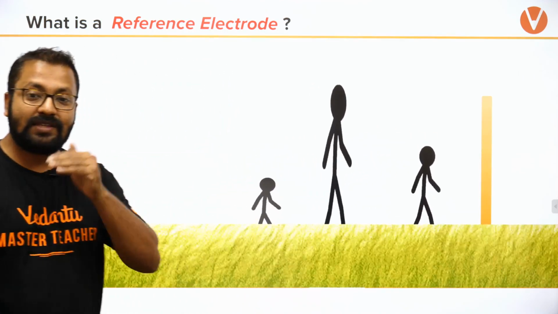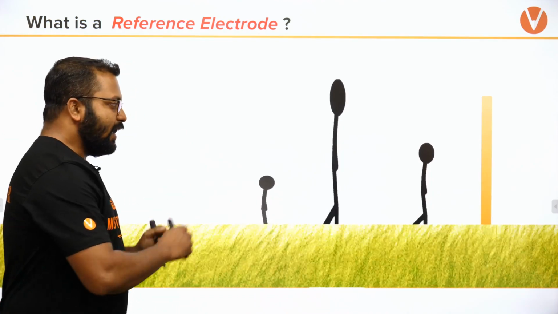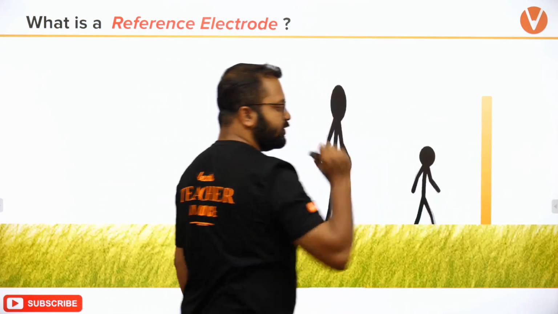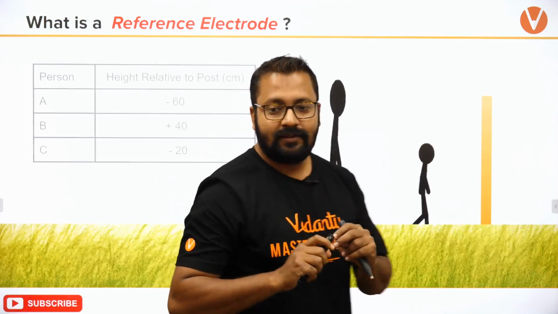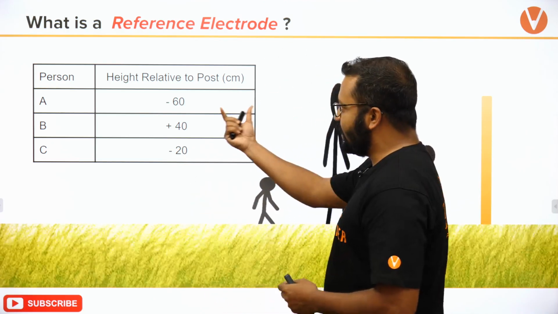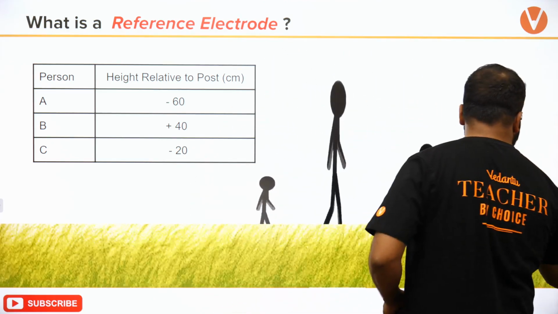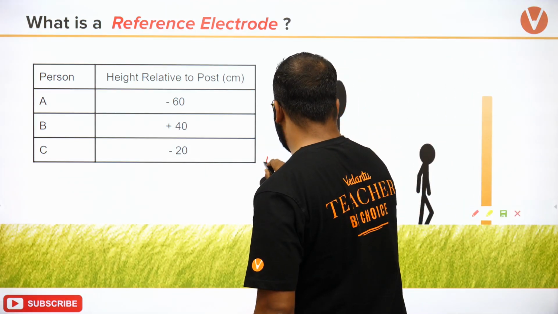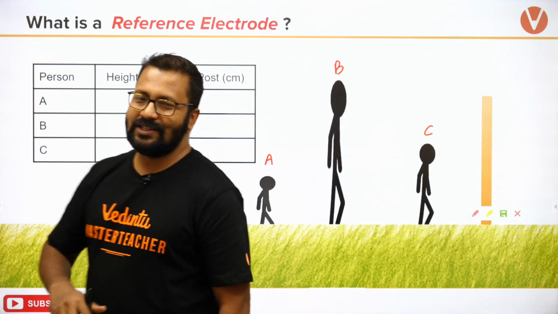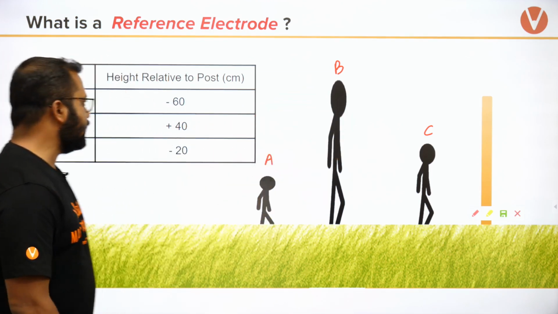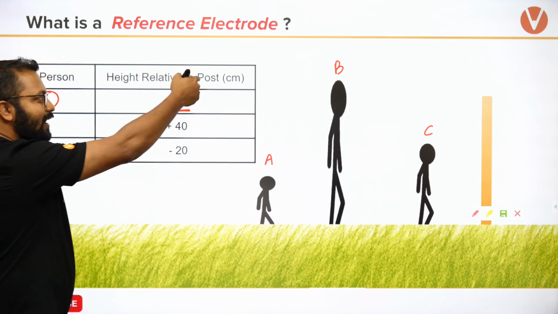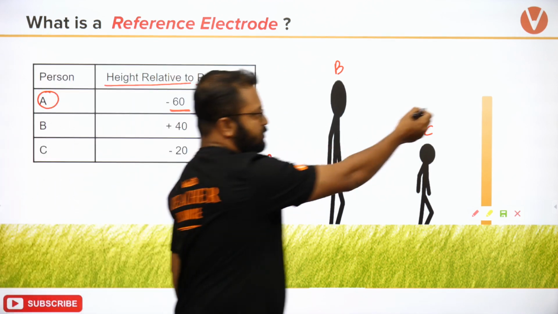Okay, so what I do is I compare. If I do a comparison with respect to this post, can't I say that I can get a result like this? मान लेते हैं कि this is person A, this is person B, and this is person C. So person A height is -60 centimeter relative to the post. This is the post.